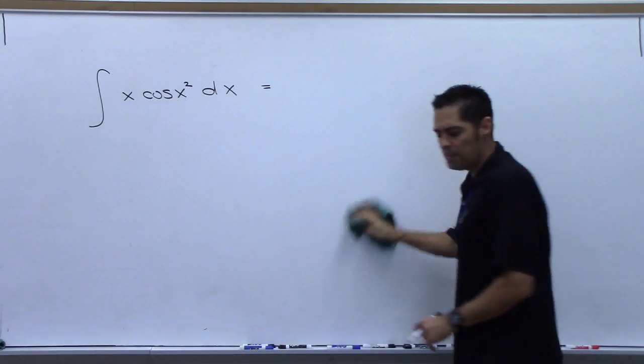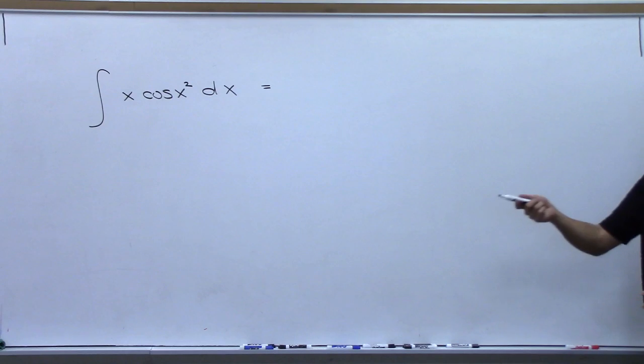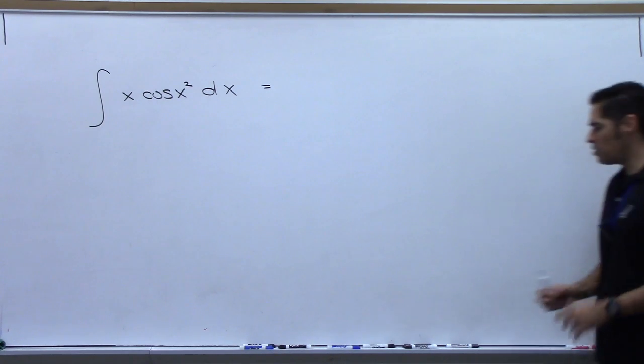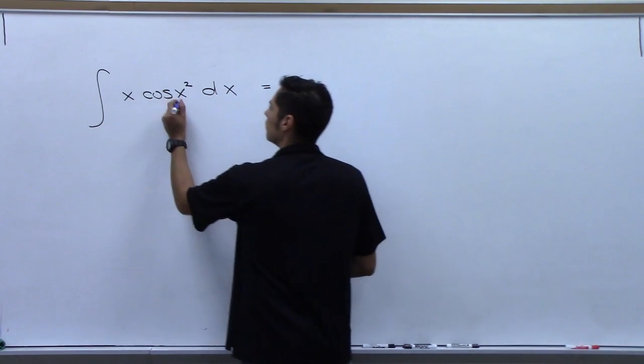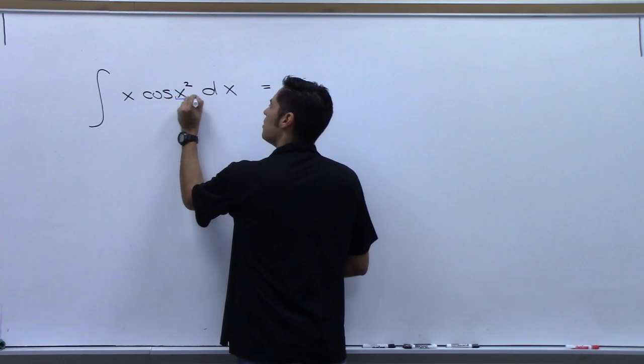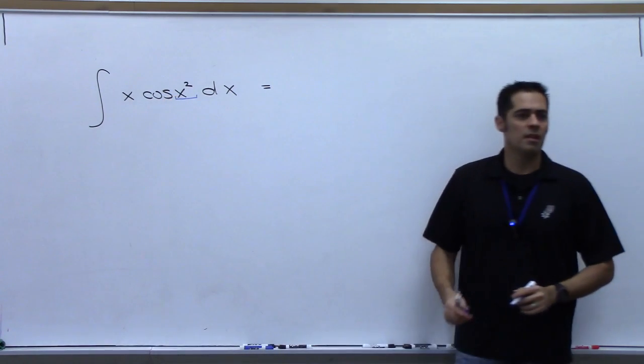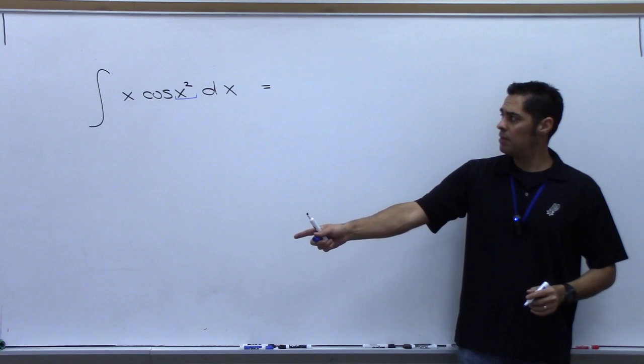So do you see something and its derivative? What do you see? x squared. You see x squared as the something? Everyone see x squared right there? And its derivative, you see it? It's 2x.